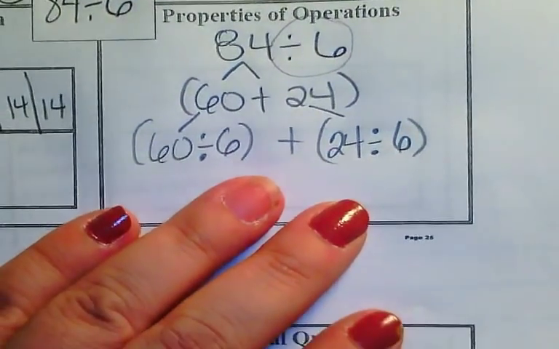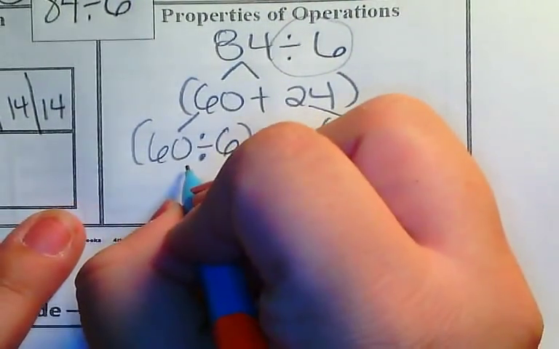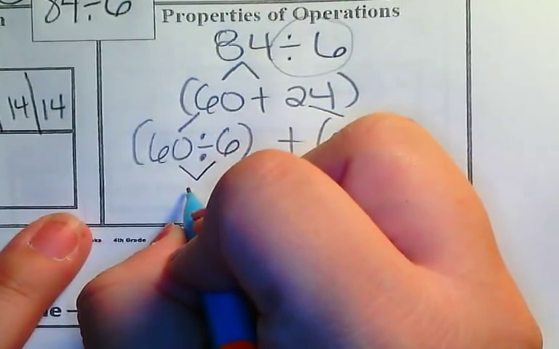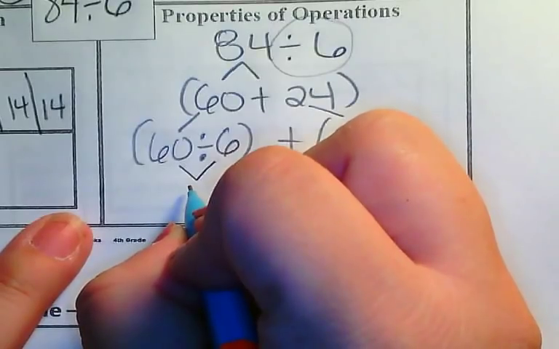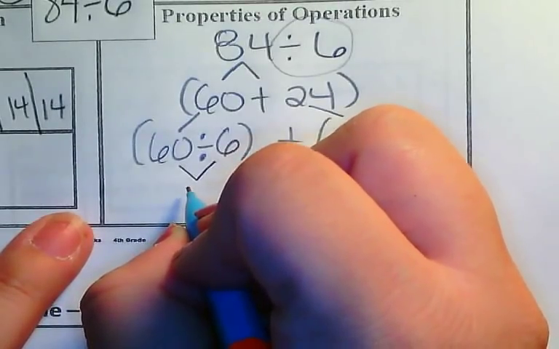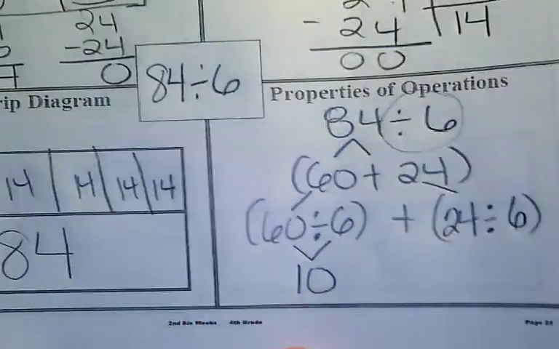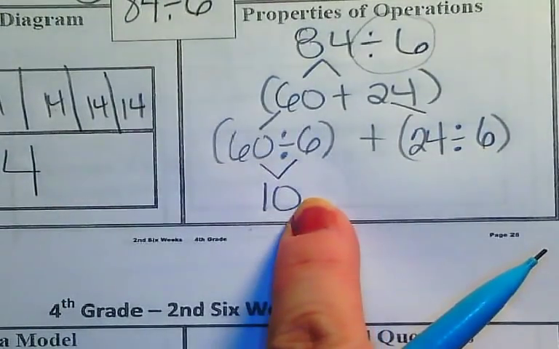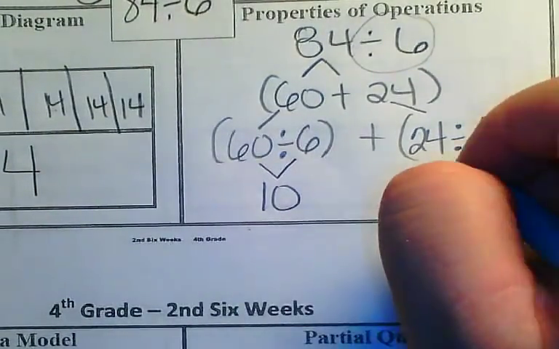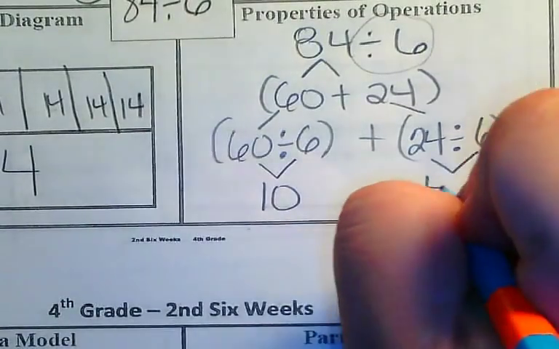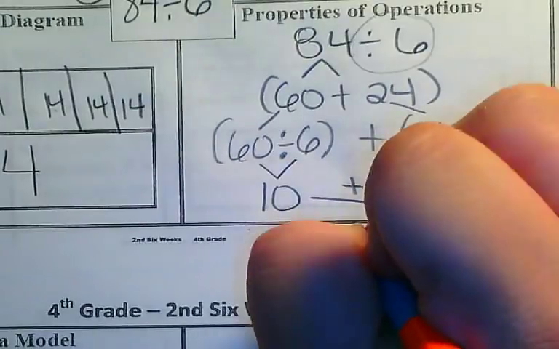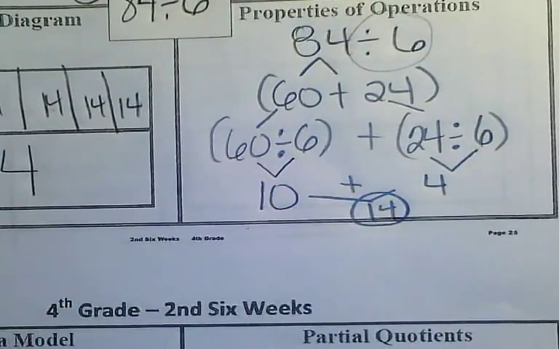Now, 60 divided by 6 is what? 10, guys. 6 times 10 gives you 60. So over here, it's 10. 24 divided by 6 is 4. You add them up together and you get 14. Isn't that the same answer we got everywhere? Yes.